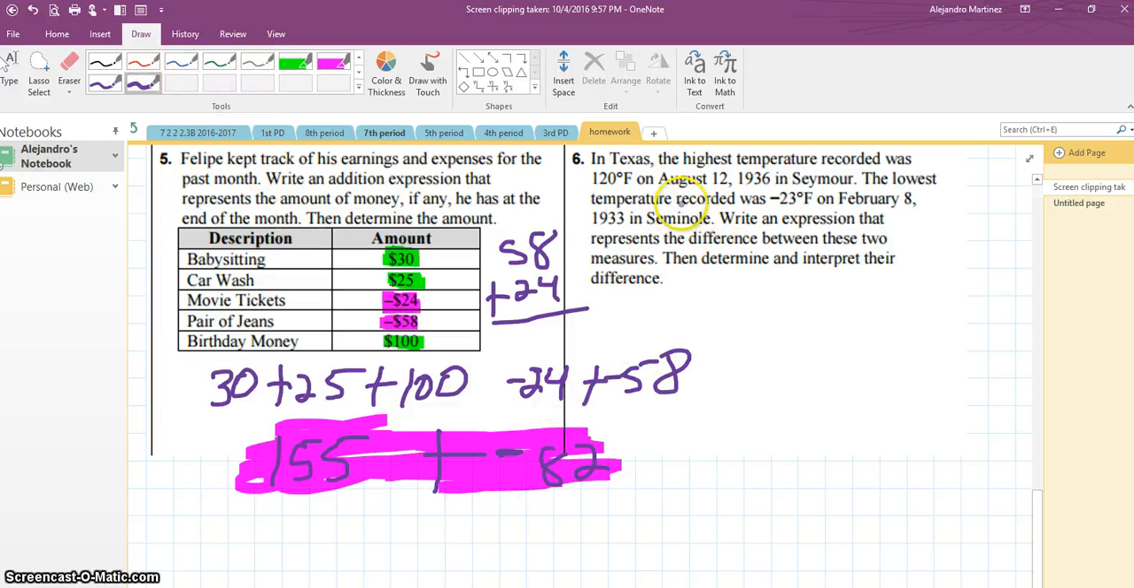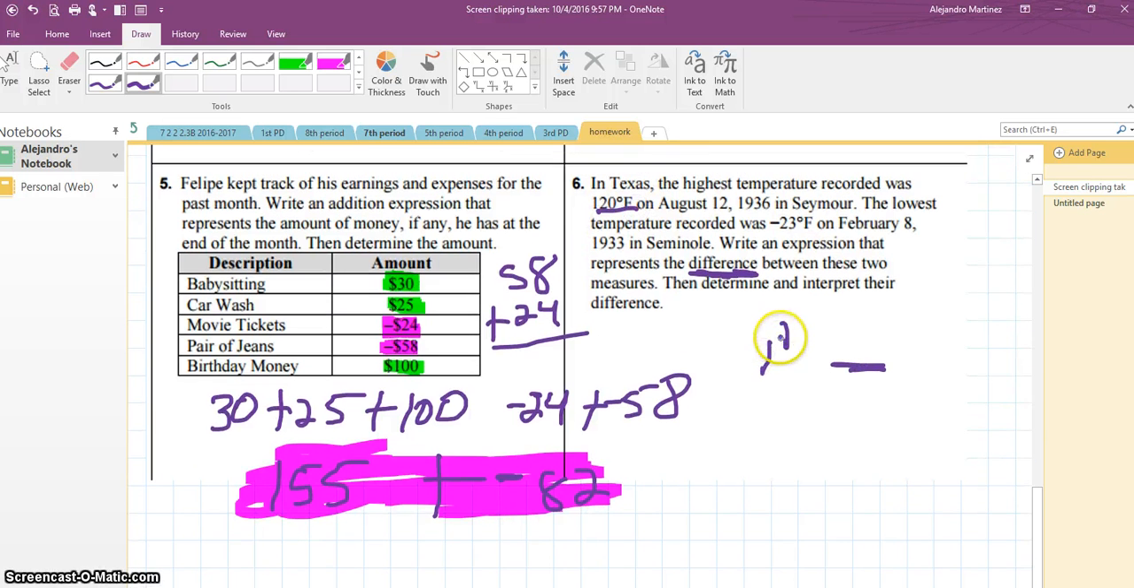The next one, in Texas, the highest temperature recorded was 120 degrees on August 12, 1936 in Seymour. The lowest temperature recorded was negative 23 degrees on February 12, 1933 in Seymour. Write an expression that represents the, look at the keyword, difference, la diferencia. Okay, so think there, the difference. This is 120.